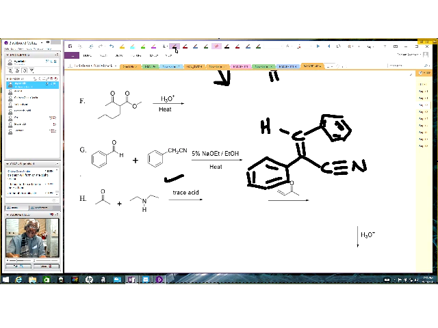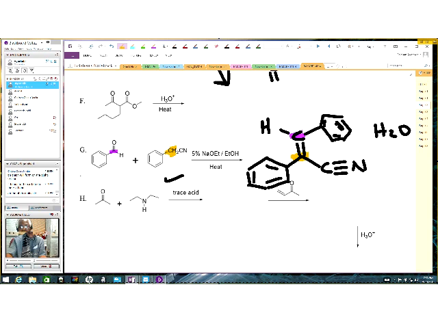And of course, in the process, we are going to lose water. Plus water. Now, let us see. This carbon here, okay, that is that carbon. This carbon here, which is your alpha carbon right here, we are losing those two hydrogens, and that is this right here.